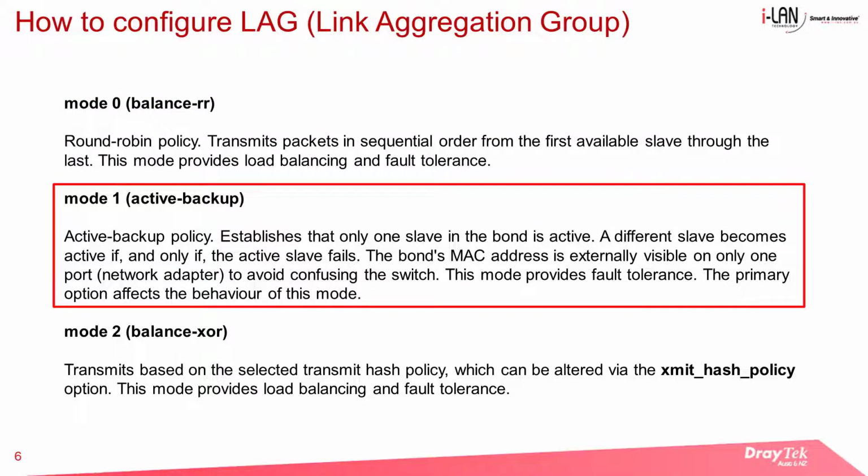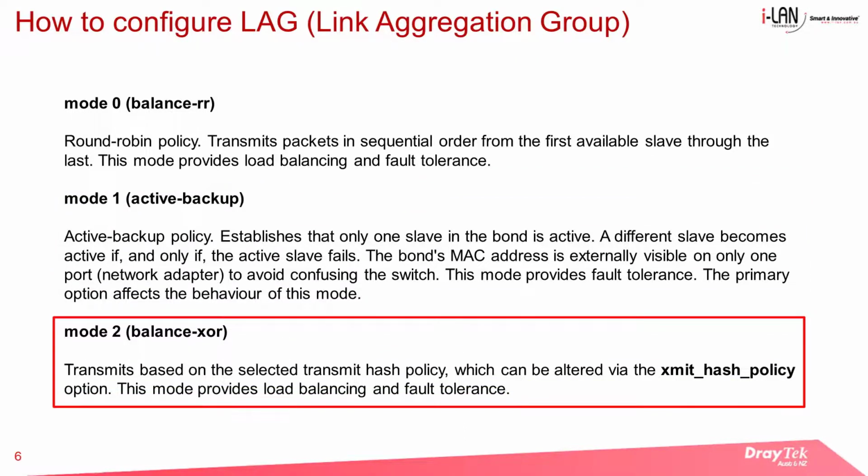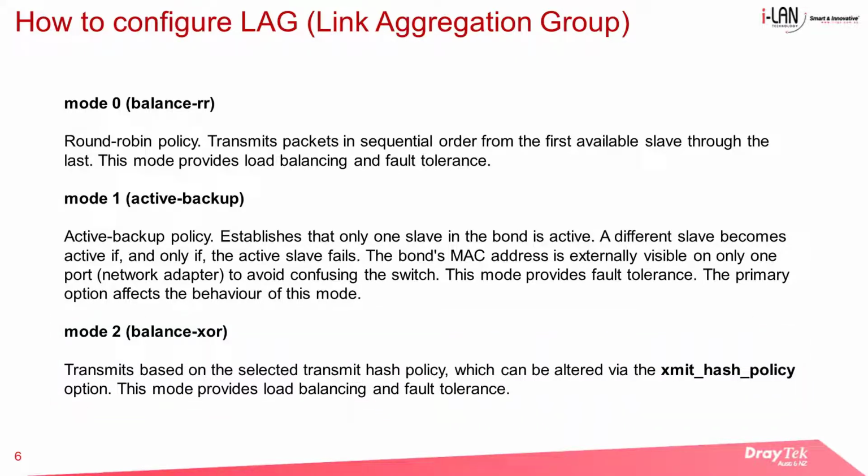Then mode 1, which is active backup, and uses only one link at a time, so has only fault tolerance but no load balancing. And third is mode 2, which is balance-XOR, which transmits based on a selected transmit hash policy and also provides load balancing and fault tolerance. So this is more or less what Duratec has explained in the previous slide.